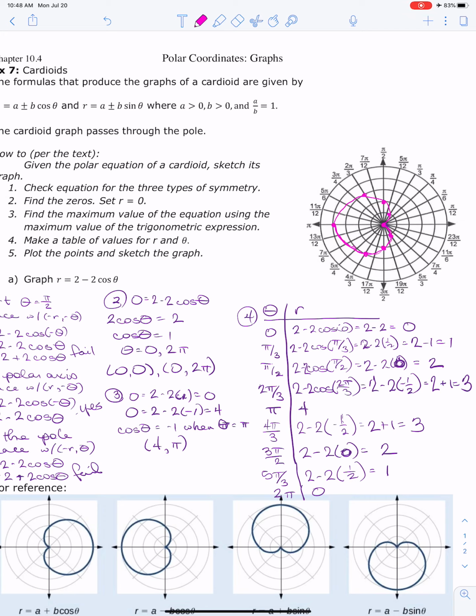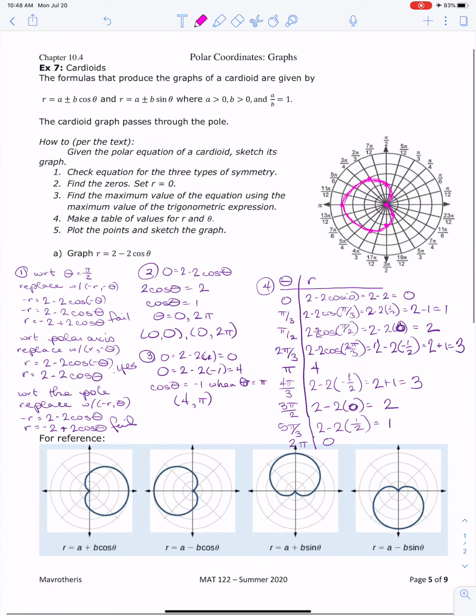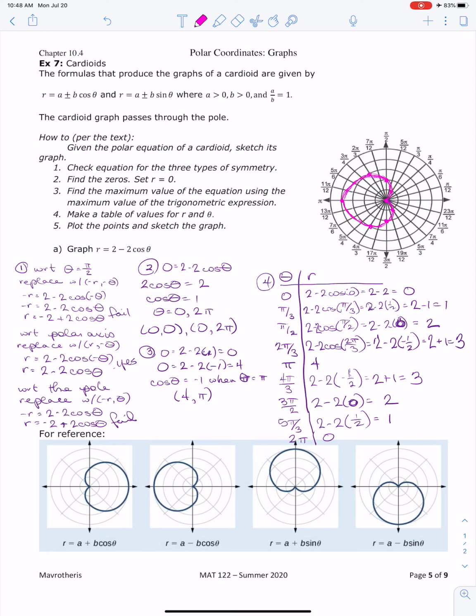Again, you guys, you're sketching here. All of these should be smooth curves, ignoring what mine looks like. Okay, really important to be able to match the way the equation looks with what type of graph you're getting. And this should be a little more rounded out here. I made it a little pointy.